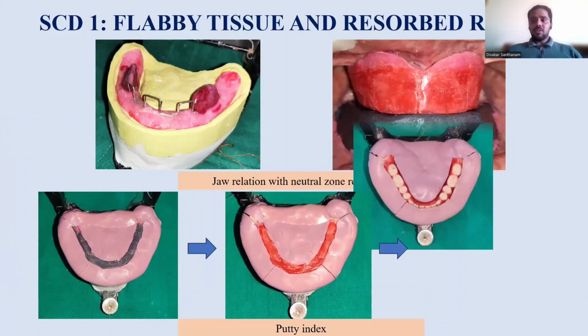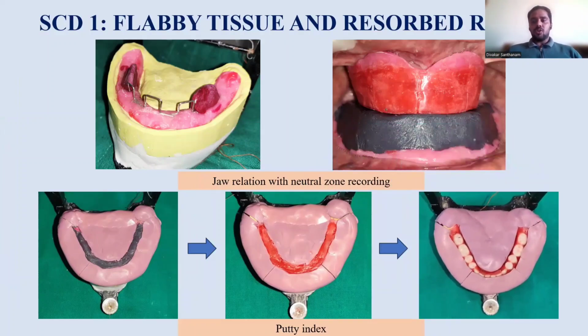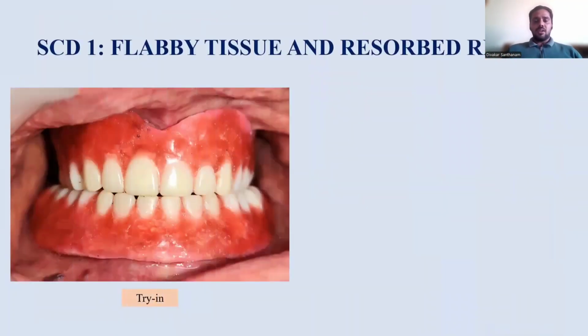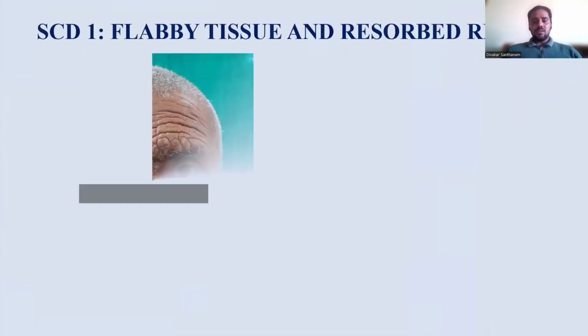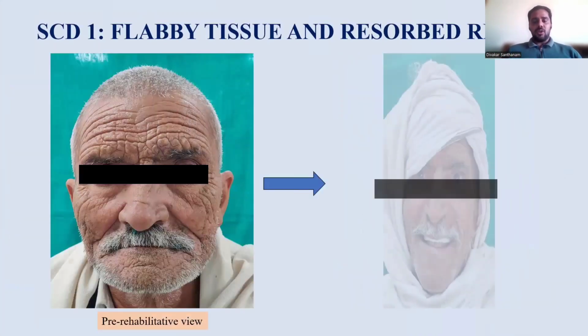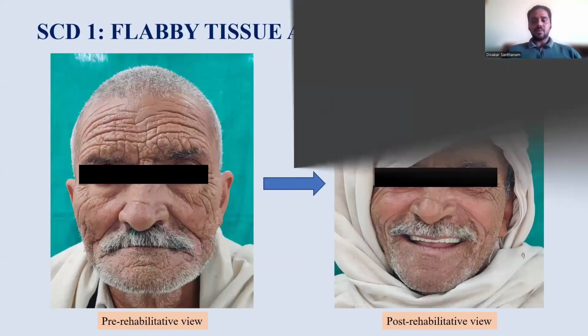For the teeth arrangement here, first we have to do the lower teeth arrangement because we recorded the neutral zone in the lower arch. Then the upper teeth arrangement followed. This is the final teeth arrangement and try-in. Here, we arranged the teeth anterior edge to edge and posterior cross-bite because the patient has a slightly prognathic profile. And this is the final denture insertion. This is the pre and post rehabilitative view of the patient.